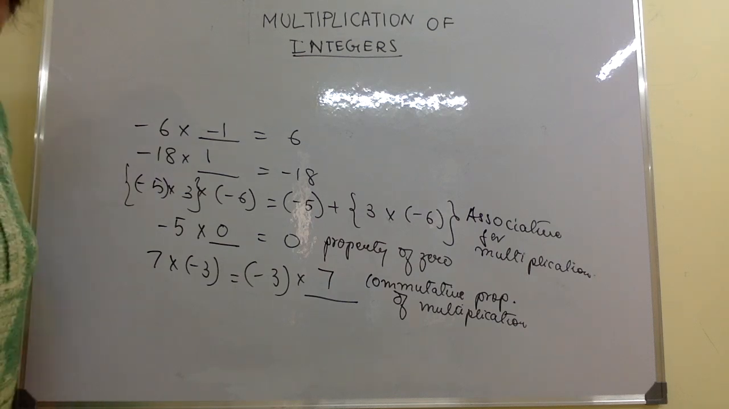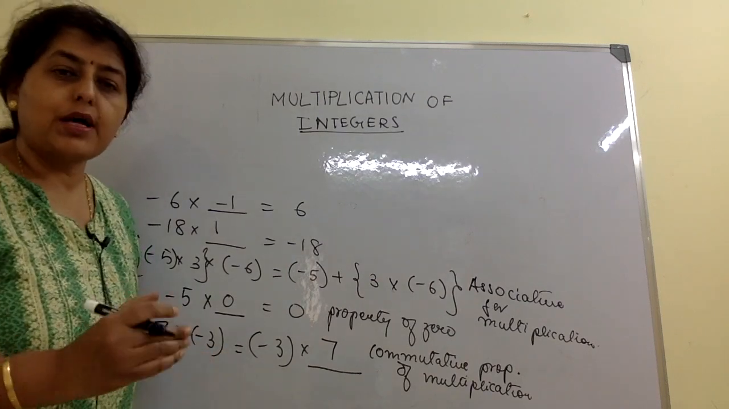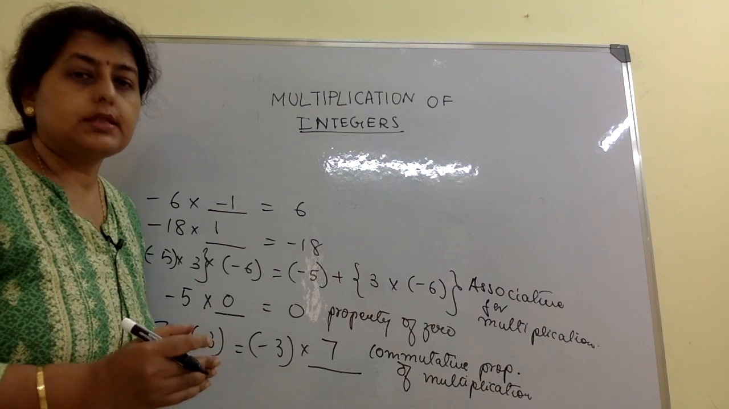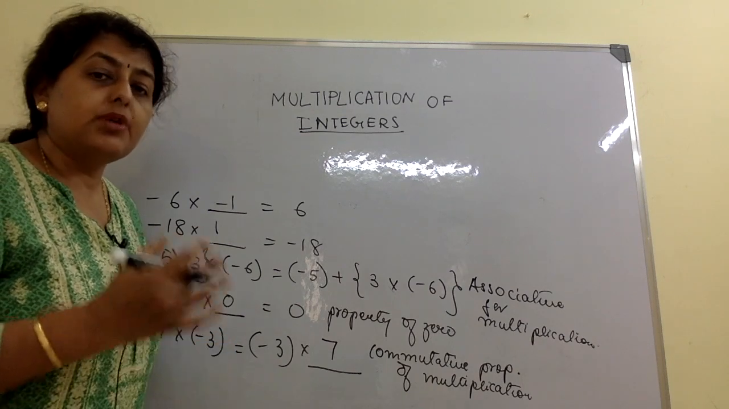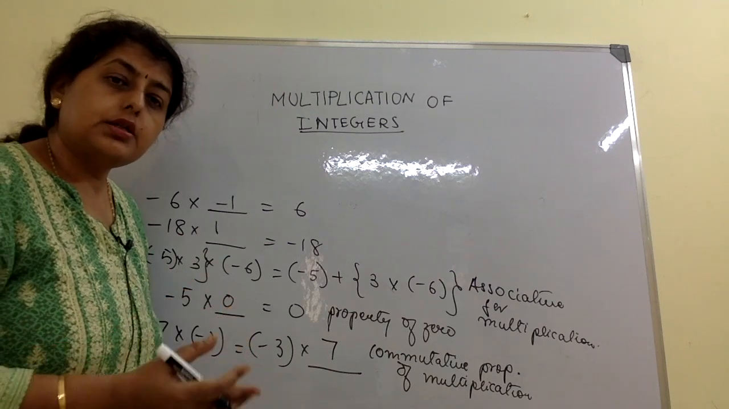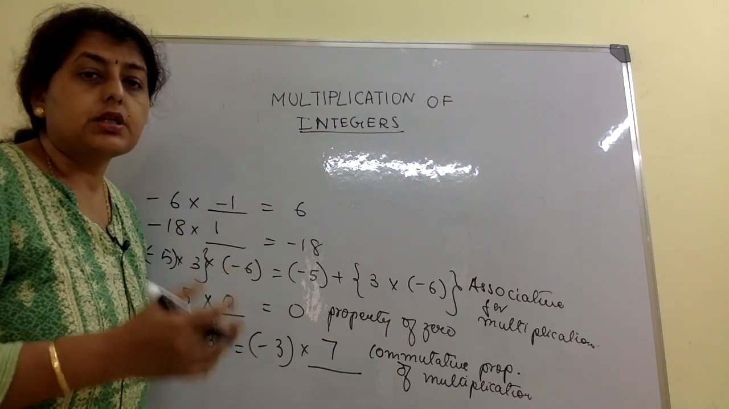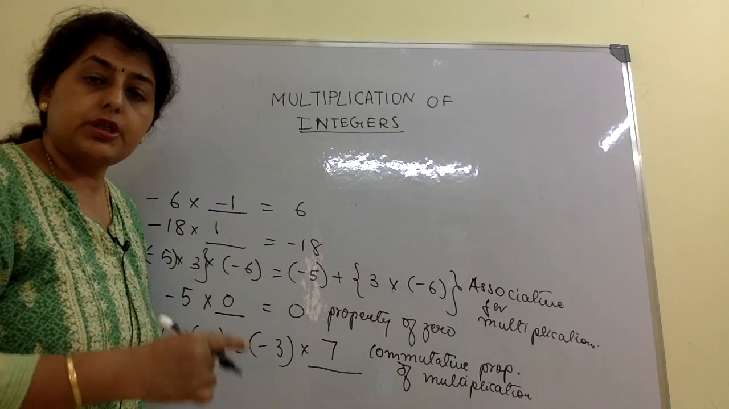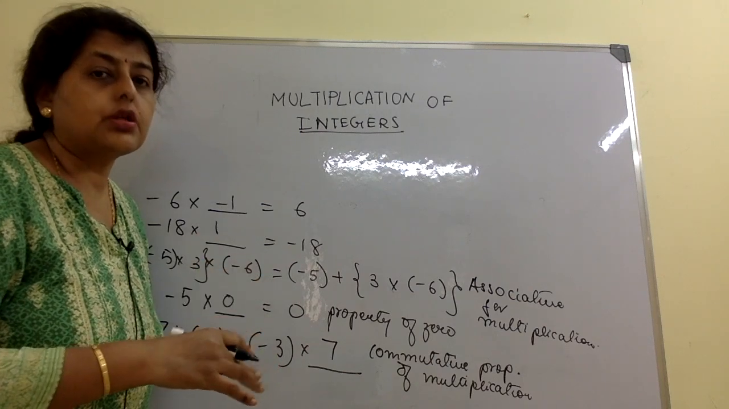So with that we complete exercise 1b. This is the second exercise in integers. Exercise 1b completes the multiplication of integers exercise. We shall be continuing in the next video with division of integers. So in this video we had the properties of multiplication of integers and also how to do multiplication of integers.